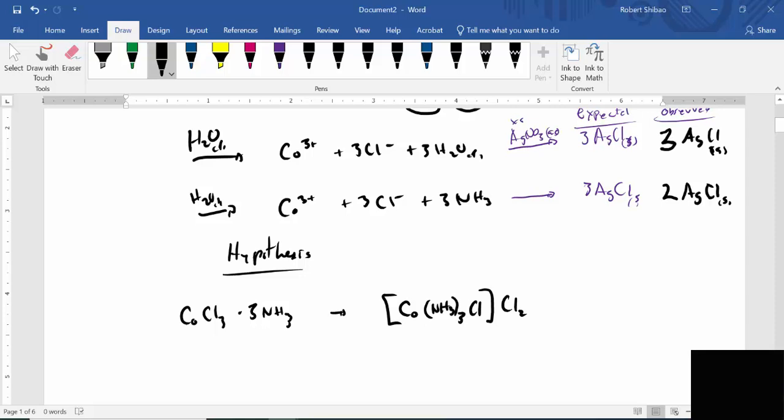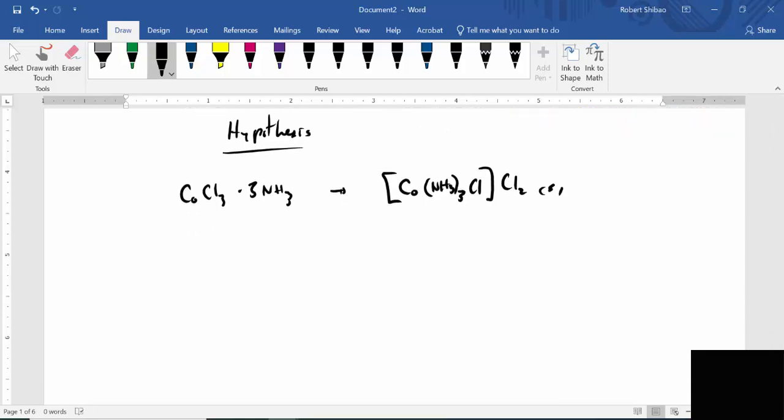So this is the solid. It's a chloride salt, so it should be soluble. And when you dissolve this chloride salt in water, H2O liquid, what we end up with is this cation. And this chlorine is not ionically bonded, but this chlorine is covalently bonded, cobalt, and 2 chlorides.